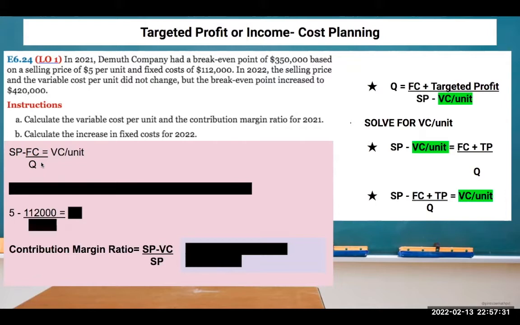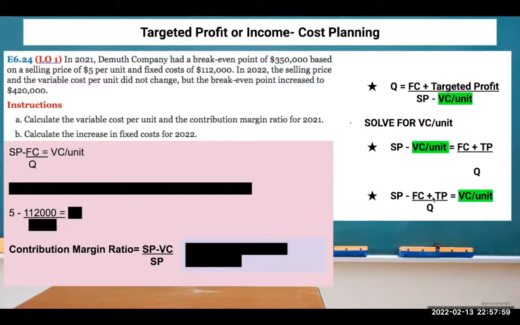Now, this question does not include a targeted profit. So once we have rearranged the formula in order to solve for variable cost per unit, we end up with this formula down here. But because this question does not include anything that talks about targeted profit, you're just going to take that out. So that's how we get to selling price minus fixed cost over quantity is equal to variable cost per unit.